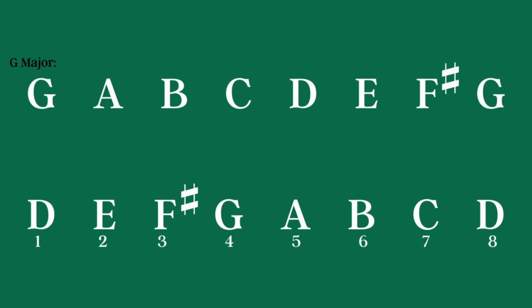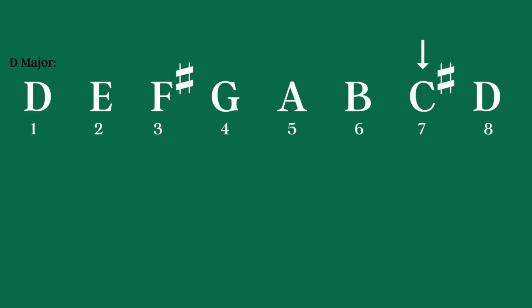You can use the method I just showed you with C and G on your own, but I'm going to spoil it for you to save some time. The 7th note is going to be the one that needs adjusting again. So I'll raise that 7th note by a half step, which makes it D, E, F sharp, G, A, B, C sharp, and D.